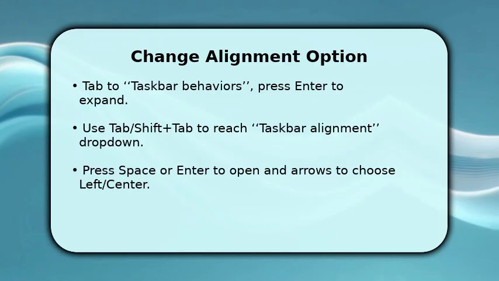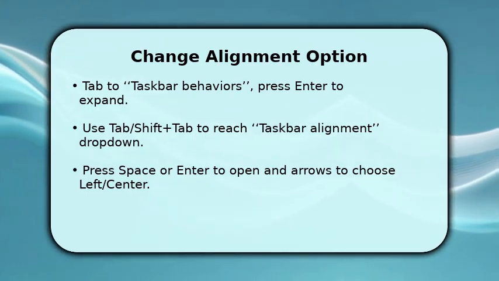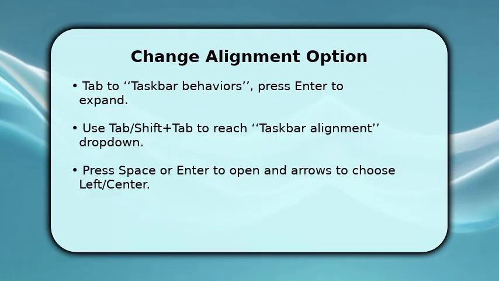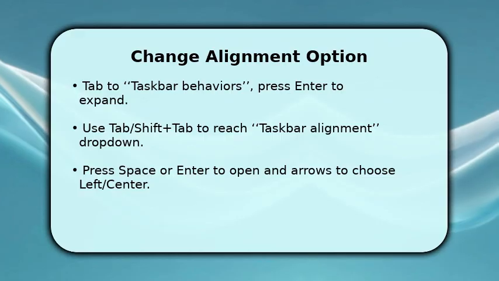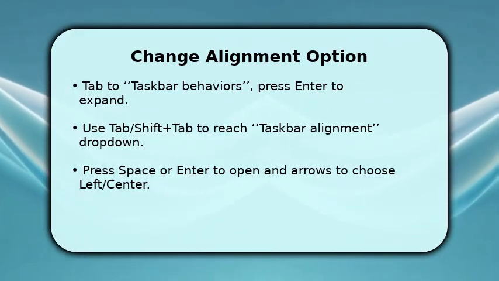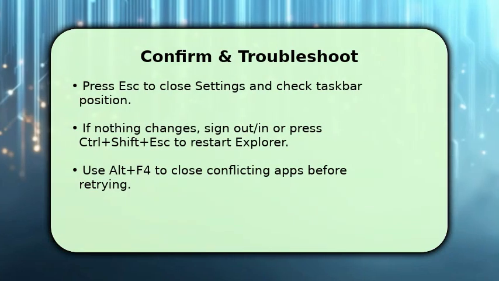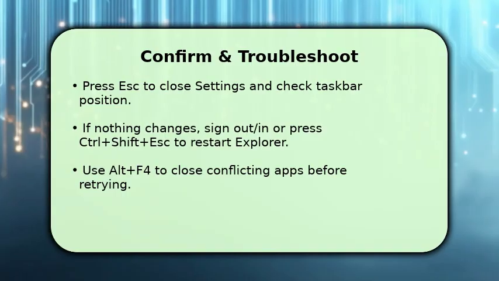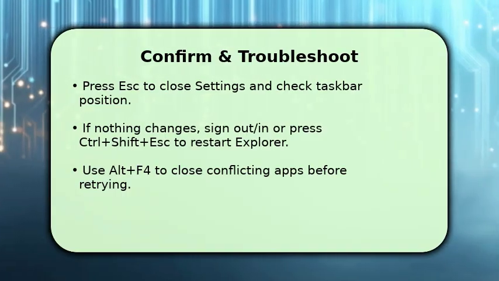If your version shows taskbar location on screen instead, use the same keyboard pattern. Open, arrow to choose left, right, top, or bottom, then Enter. This is the detailed execution to reposition the bar without touching the mouse. Finish by pressing ESC or Alt plus F4 to close settings and immediately inspect the taskbar position.